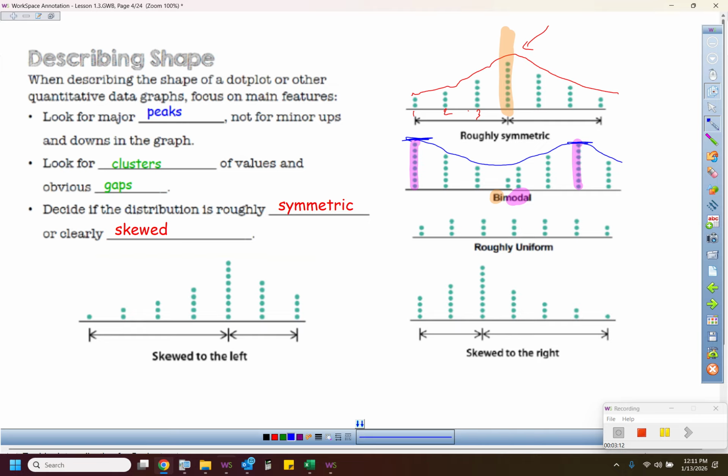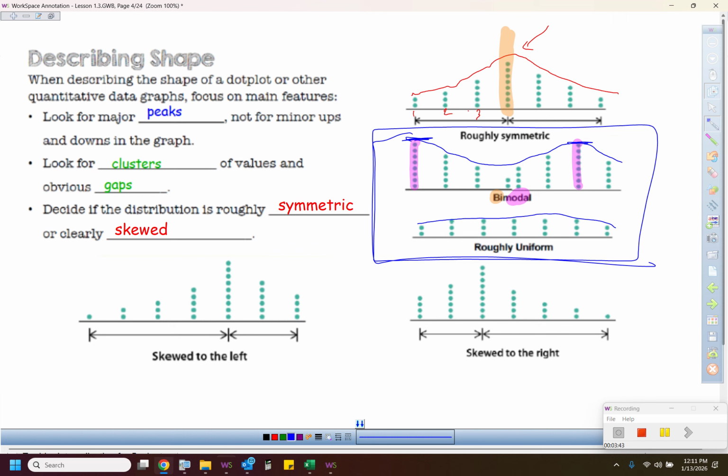Then another one is roughly uniform, where it's basically pretty flat. There's not a big fat peak anywhere. It shows up in the columns a bunch. It's not perfectly uniform, where every single one of them is the same height. It's roughly uniform, right? So these two, the symmetric and skewed ones, do.